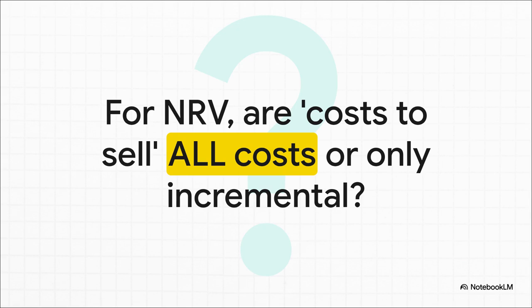Okay, I'm going to leave you with one final challenge to really bake your noodle. We know you expense selling costs, right? But when you calculate net realizable value, NRV, you have to subtract the estimated costs to make the sale. So what does that include? Is it all selling costs or just the extra incremental ones for that specific sale? Ooh, that's a level up question, but it uses the exact same logic we just talked about. Chew on that as you study.